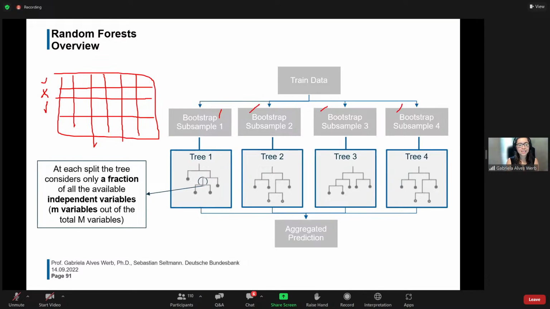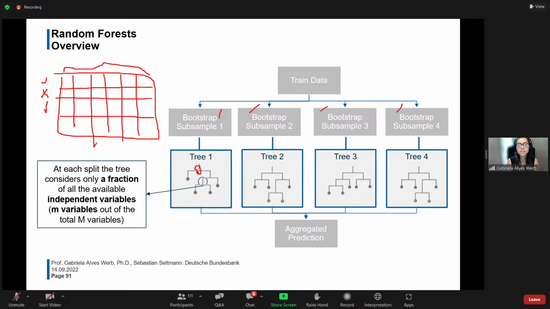Now, the next step is when I'm going to do a split, I do not show the tree everything that I have in my hands. Instead, I show a random subset of these variables. That's what we call the M or mtry in most of the packages that are implementing random forests. And there's a rule of thumb there. So typically you would say you're going to go with the square root of the number of variables that you have in a data set.